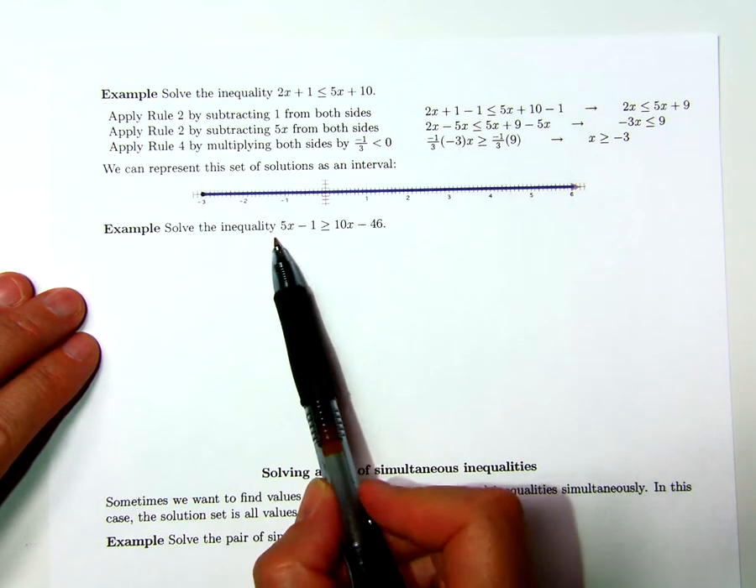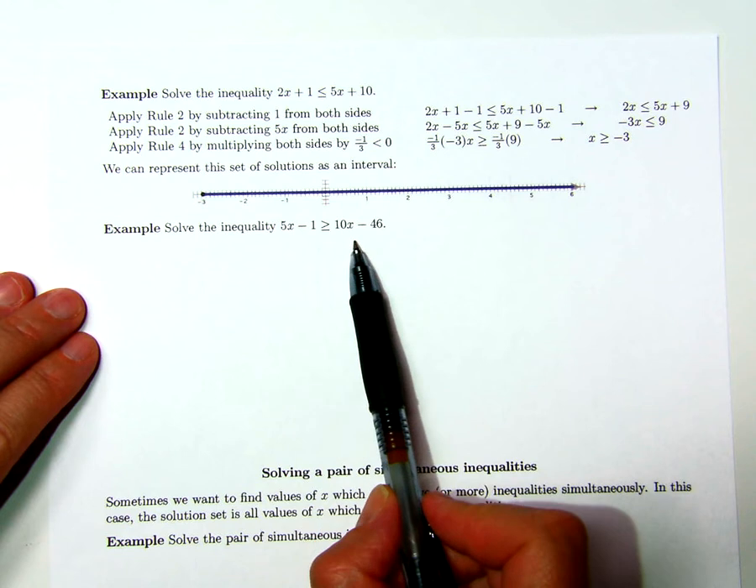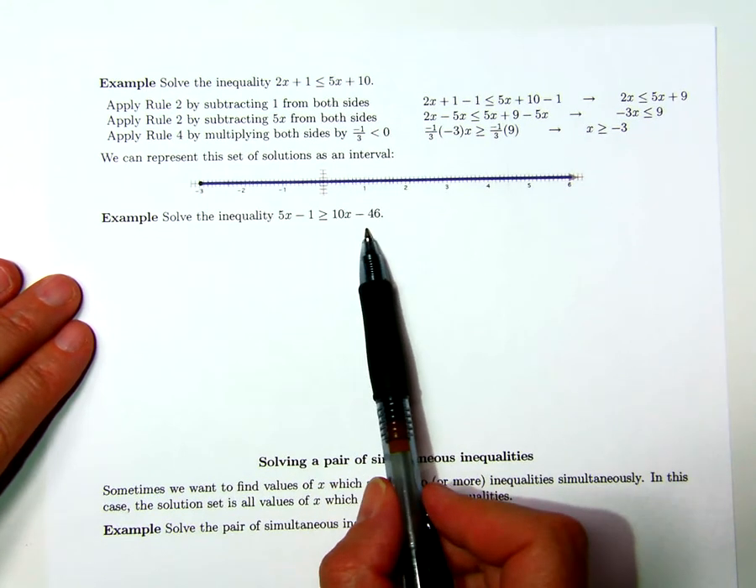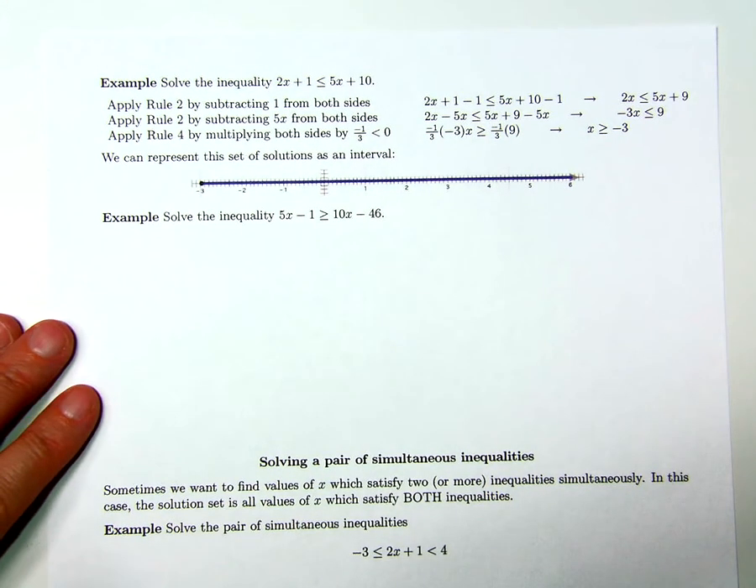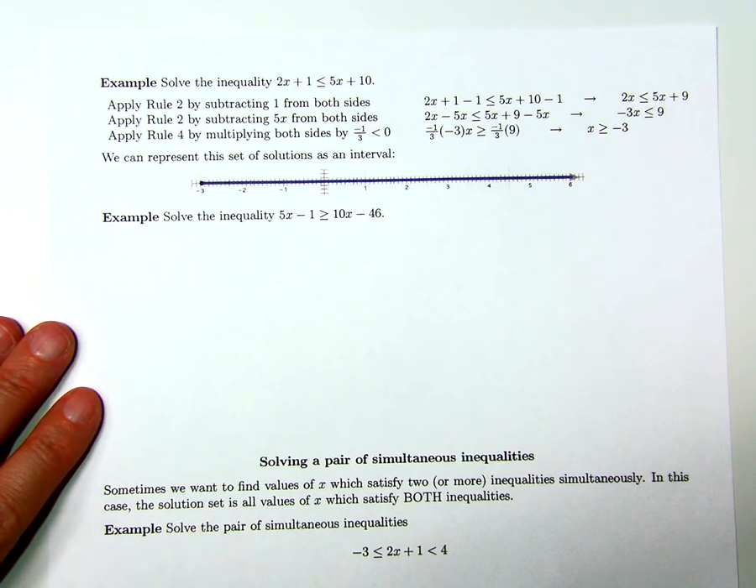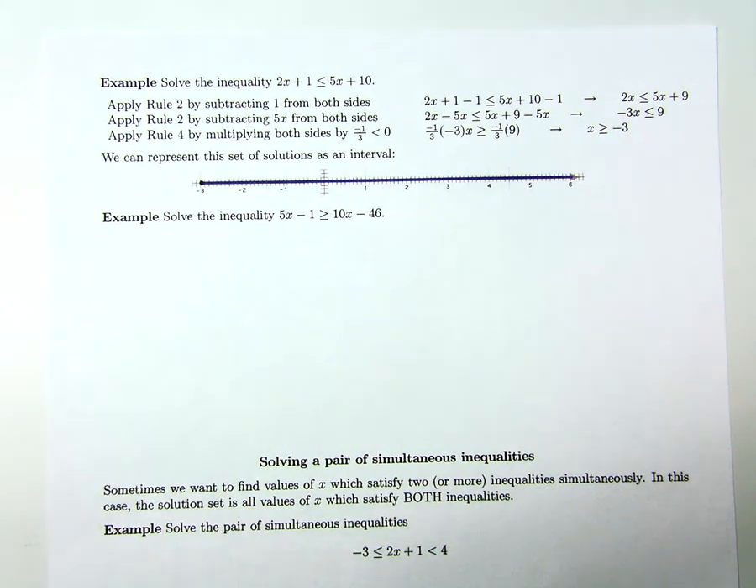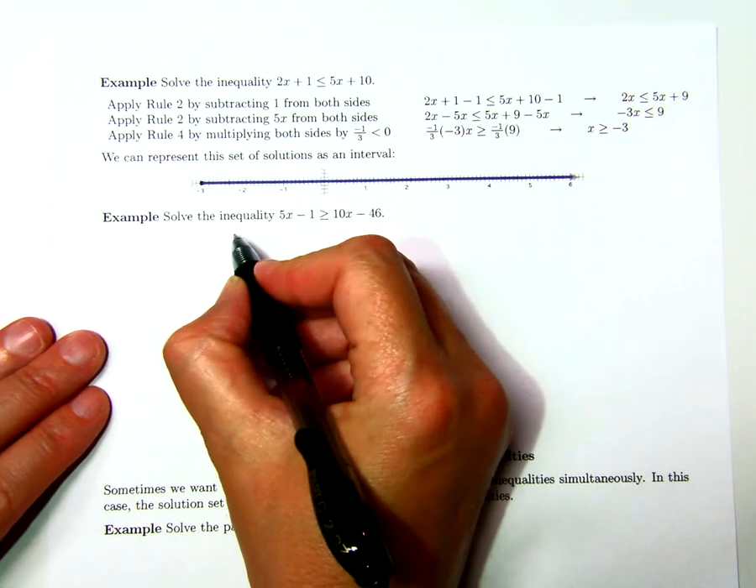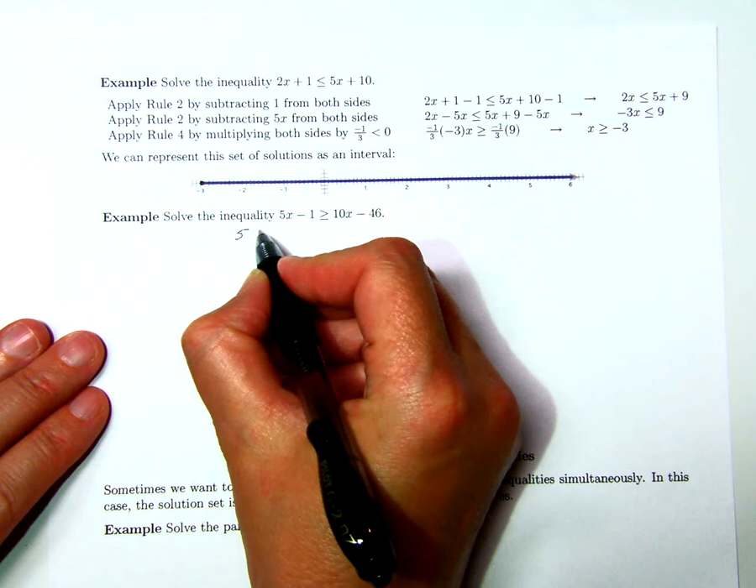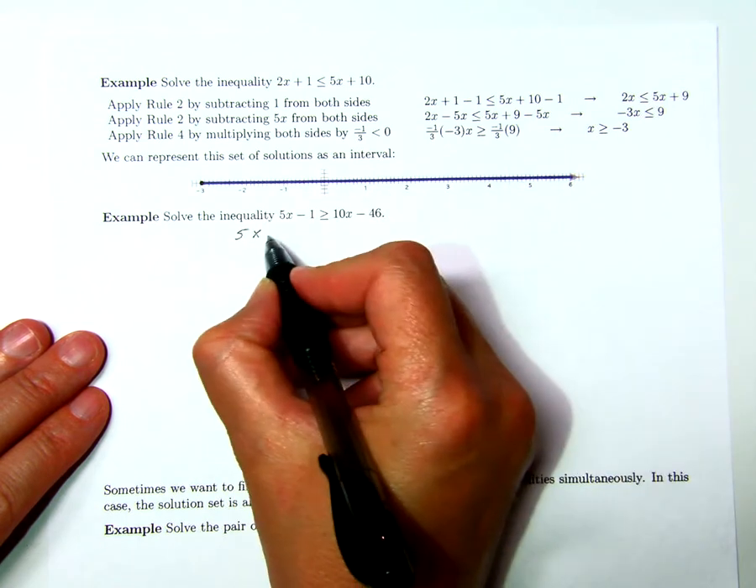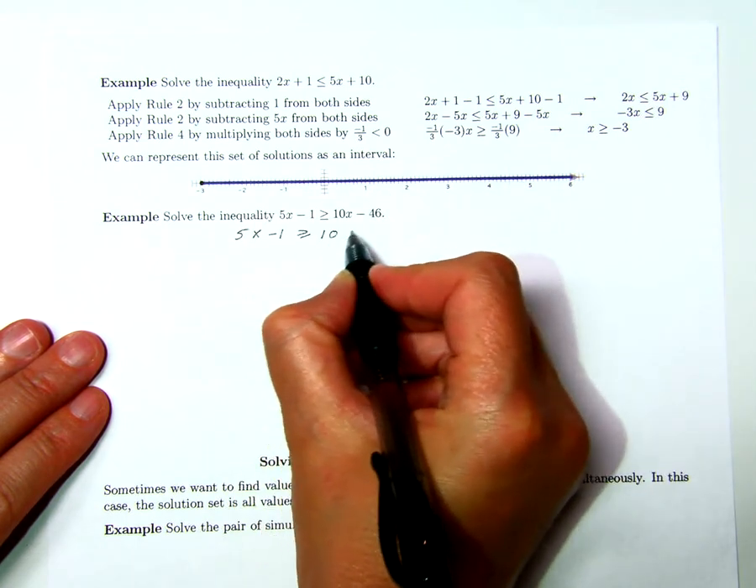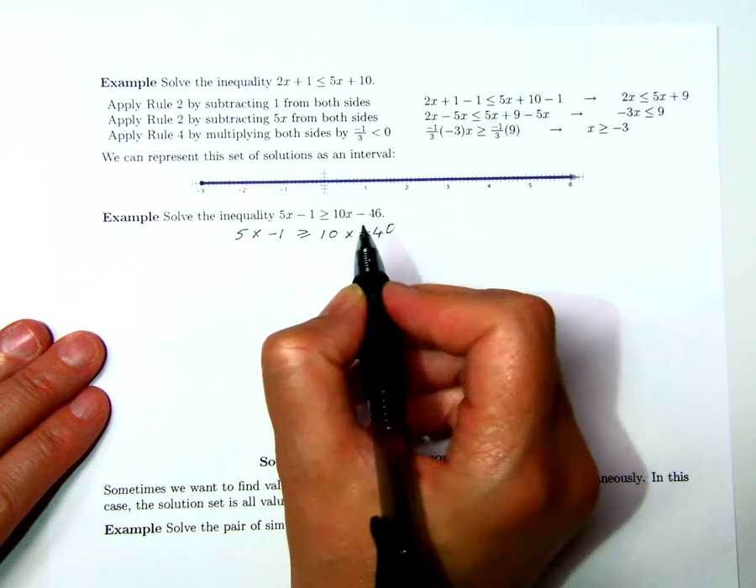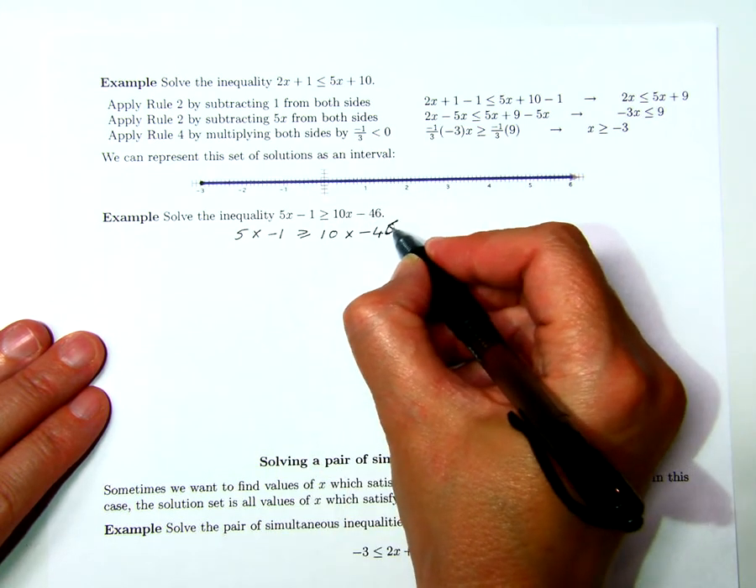Here's one last linear inequality to solve. You might want to pause the video, try to solve that, and then have a look at the solution when you're done. Okay, so we have 5x minus 1 is greater than or equal to 10x minus 46. Sorry, that's not a 40, that should be 46.